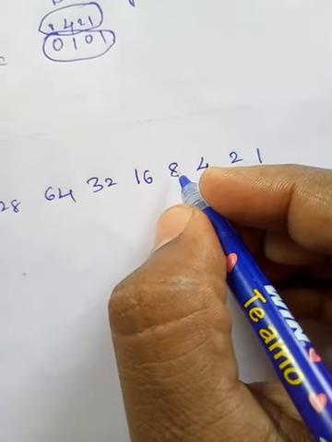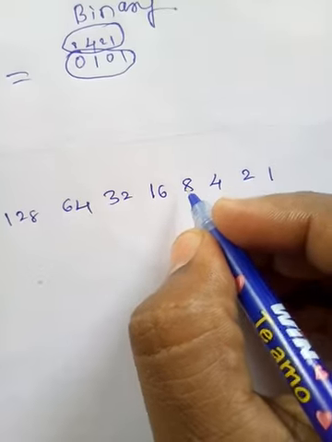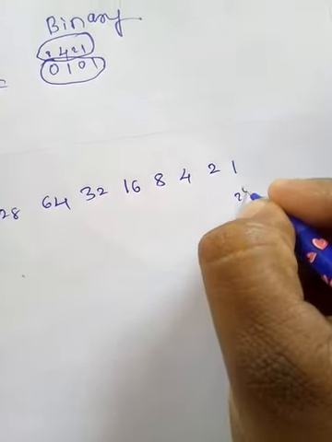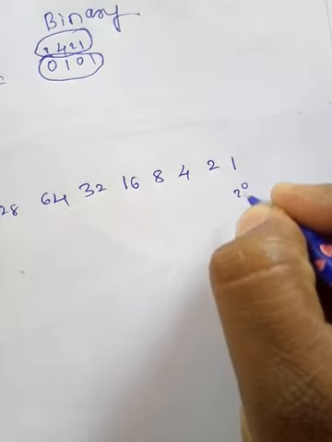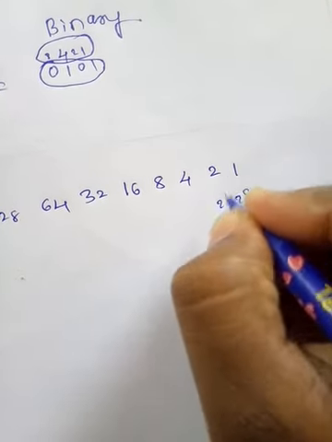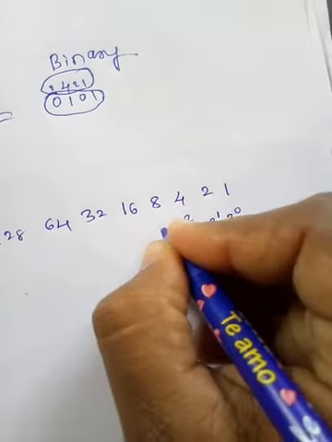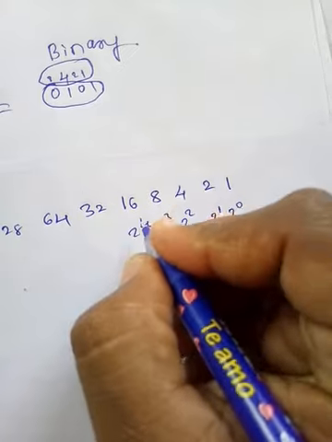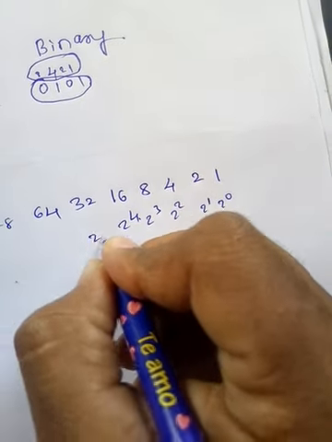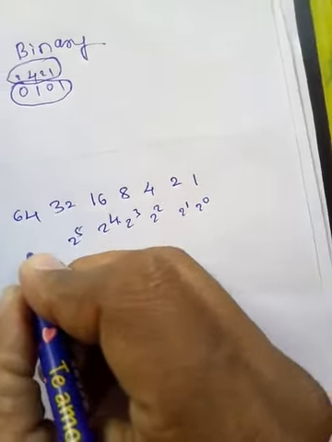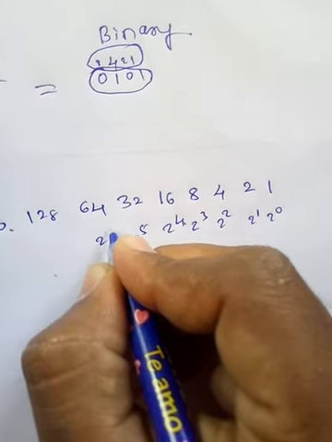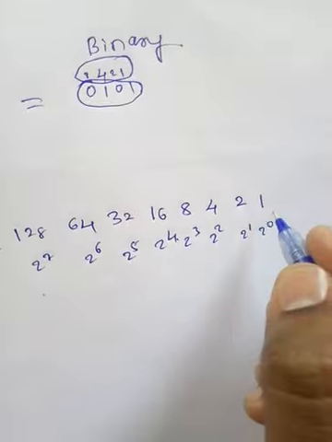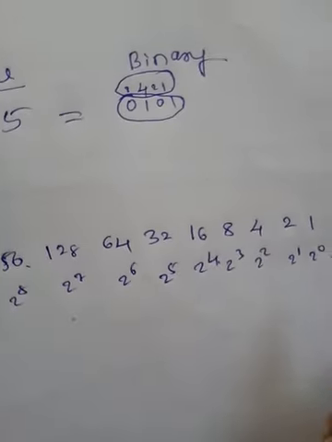You have to multiply by 2. 2 raised to 0 means 1. 2 raised to 1 means 2, then 2 raised to 2 means 4, 2 raised to 3 means 8, 2 raised to 4 means 16, then 2 raised to 5 means 32, then 2 raised to 6, 2 raised to 7, 2 raised to 8, like that. It will be storing the binary values.